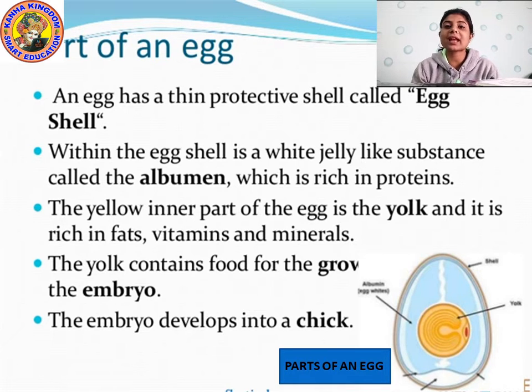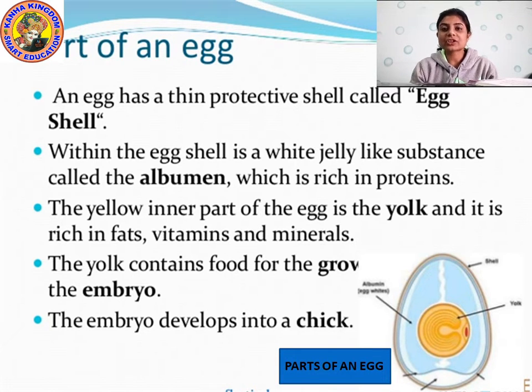Shell is something that is the outer covering, something that protects the inside. Something that protects the inner part of a body or of a substance is called a shell. And this egg has a thin protective layer which is called the eggshell. See students, look into your books. I will read out: an egg has a thin protective shell called the eggshell.